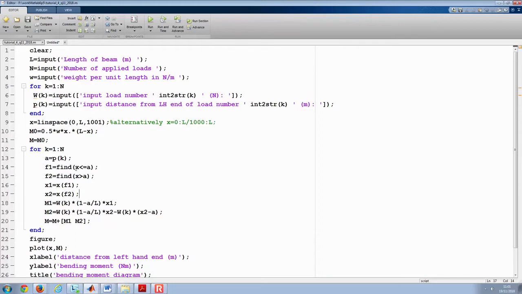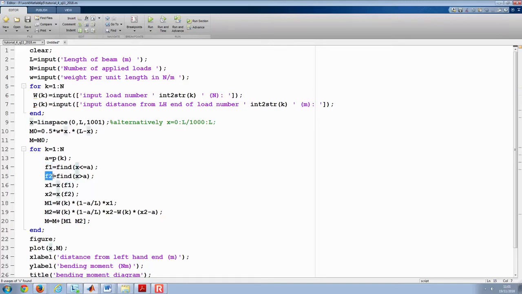I find those elements of x that are less than or equal to A. What is the index of those elements of x that are less than or equal to A? So I've used the find function and I've applied that condition there, and f1 gives me the indices of those elements of x that are less than or equal to A.